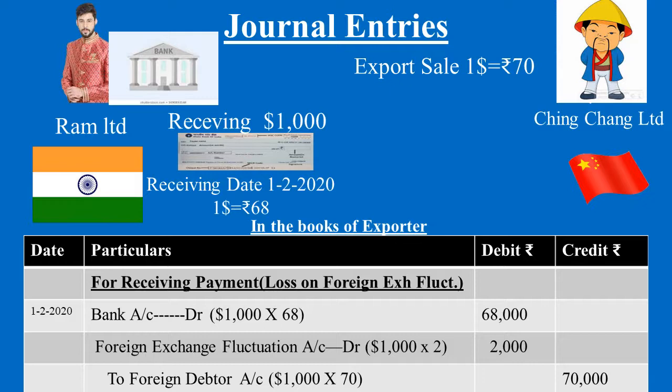So 1,000 into 68. Now see, in this case, when the export was done, the rate was 70, but when the money is coming in, the rate is 68. That means there is a loss of 2 rupees because Ram Limited is receiving 2 rupees less. Since it is a loss, we have to debit foreign exchange fluctuation account, 1,000 into 2, that is 2,000. Then to, who is the giver of the benefit? Foreign debtor is the giver of the benefit. So 1,000 into, for foreign debtor we have to take the actual rate of export sale, which is 70 rupees. So 1,000 into 70, that comes to 70,000.